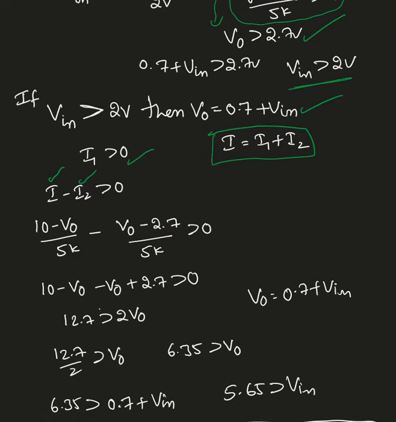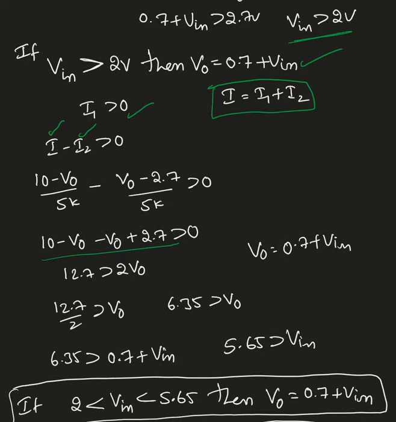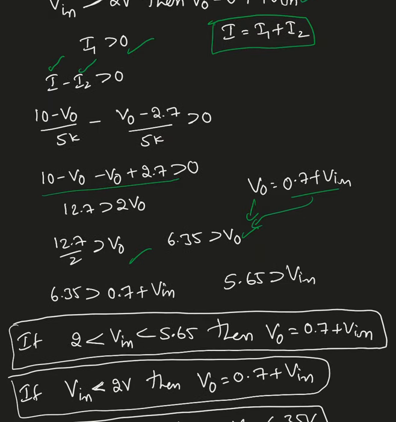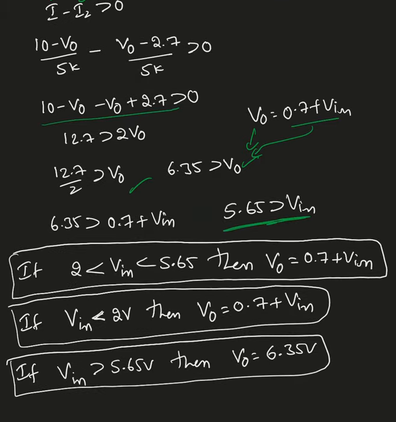So once I solve this equation, I end up with 12.7 must be greater than 2V0, and 12.7 divided by 2 must be greater than V0, so 6.35 must be greater than V0. Now substitute V0 value into Vn. So substitute this value right there. I end up with, as long as Vn is less than 5.65, I will end up with that value. So those are the three conditions we end up with.